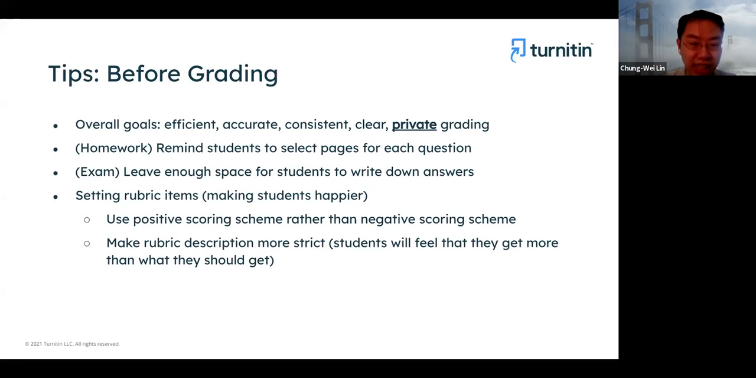But the most important thing is you need to be fair and consistent. I think, yeah, here is just a tip to make students happier. Next slide.